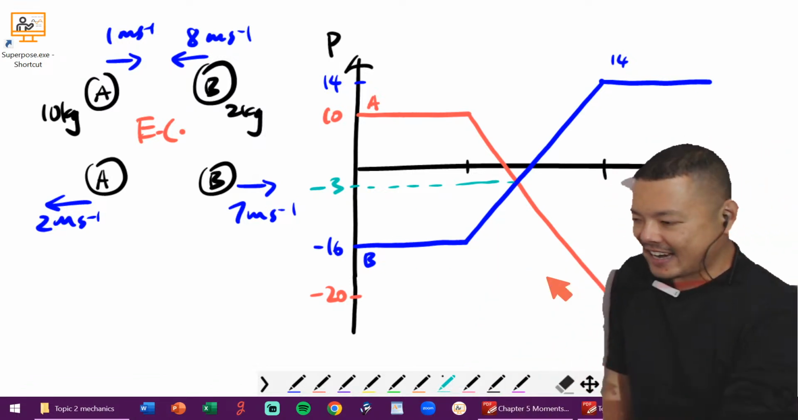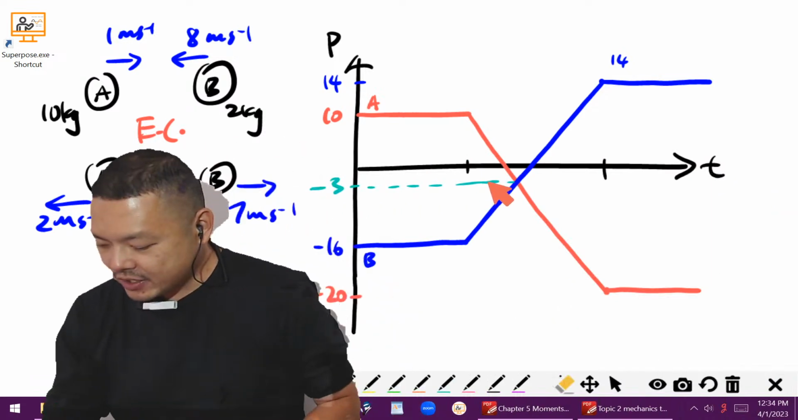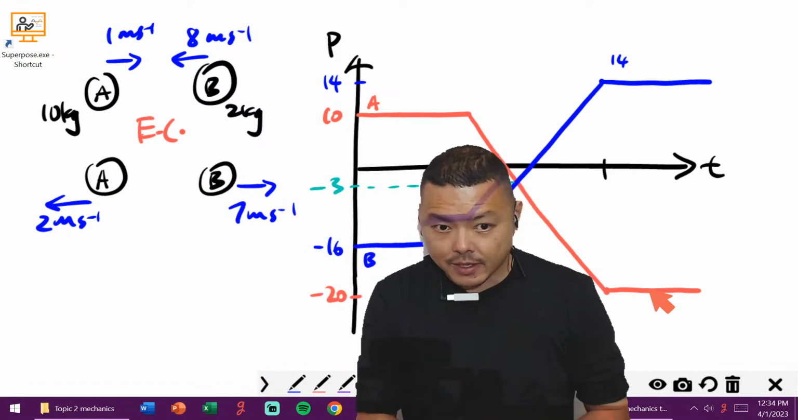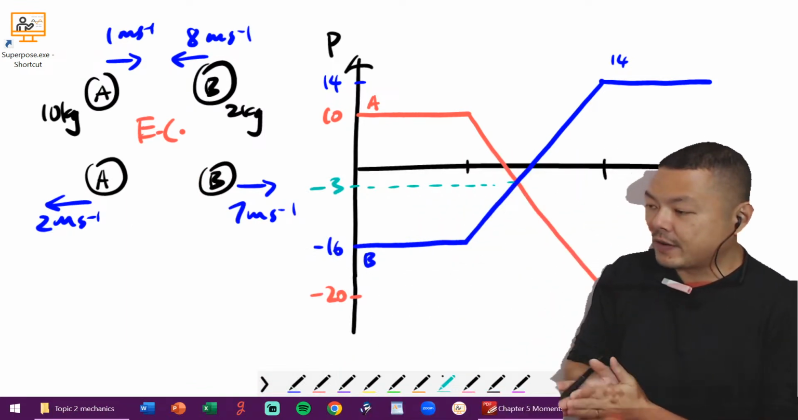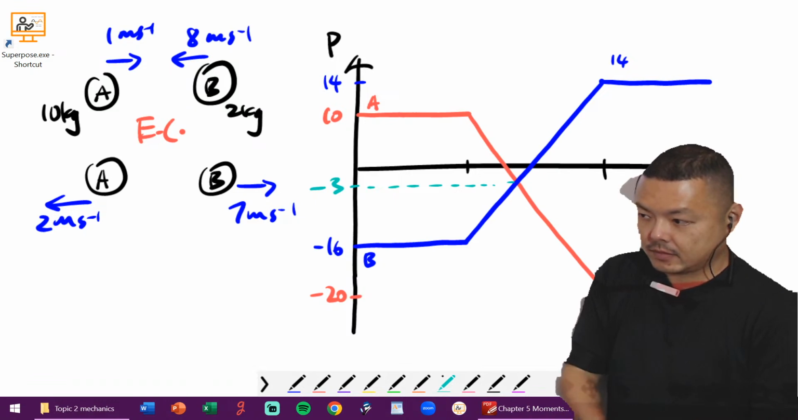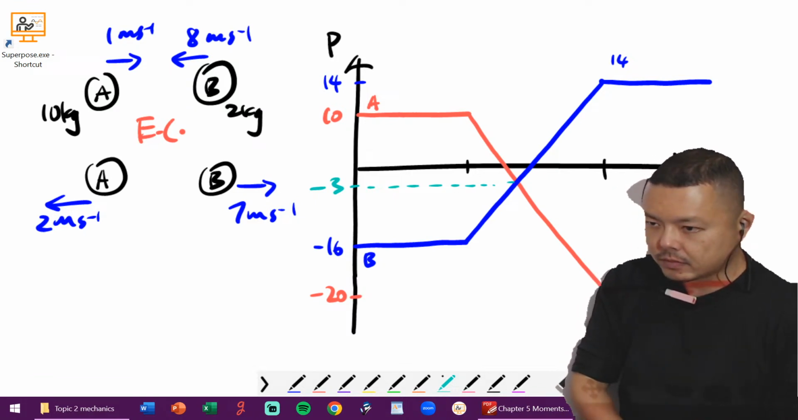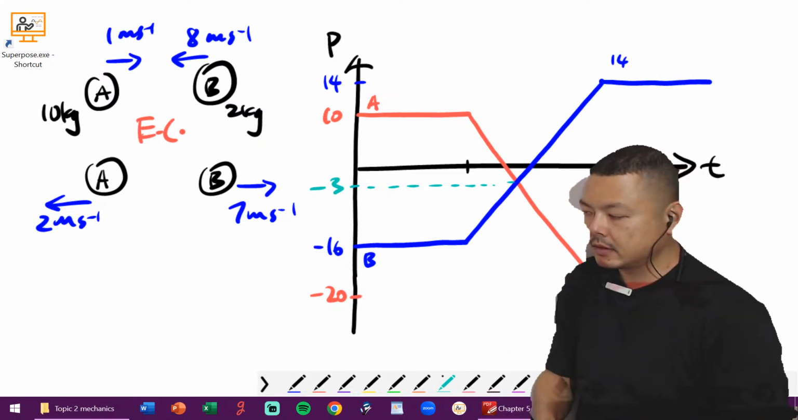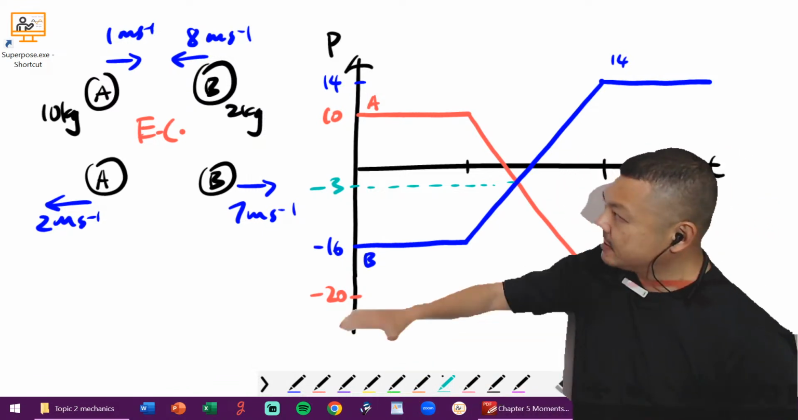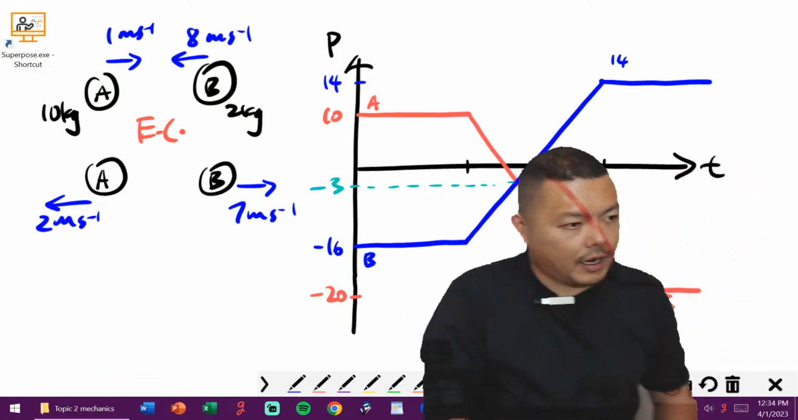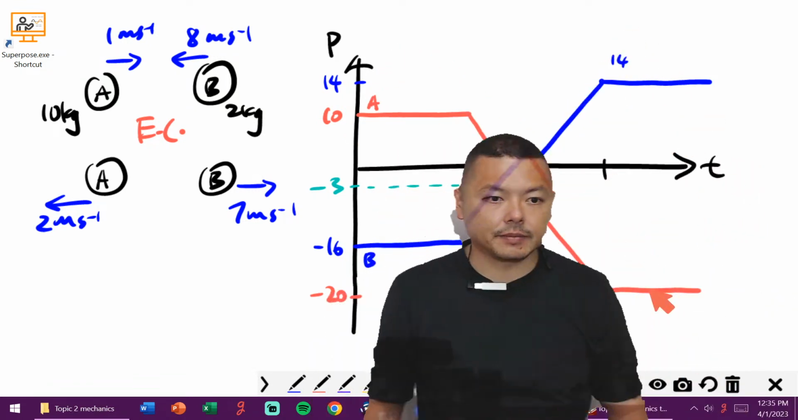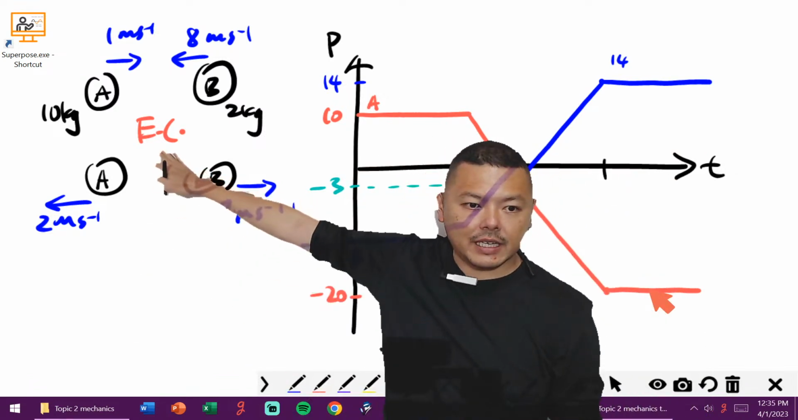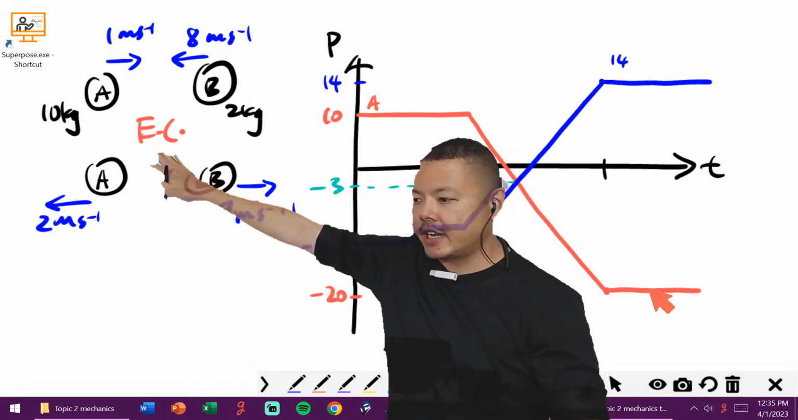Now, this is the part where it gets really strange. I've been talking about momentum. Let's talk about KE now. All right, question: is KE conserved before and after the collision? How come you know that? Because I already told you it's an elastic collision, so you expect the KE to be conserved before and after.